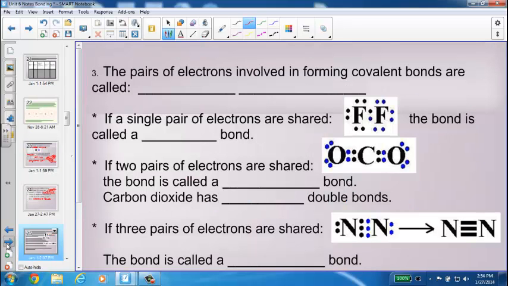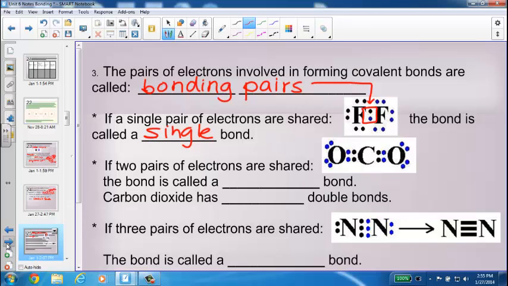There's different numbers of pairs of electrons that can be shared. Okay? If you're sharing a pair of electrons, we call those bonding pairs. And bonding pairs are always written in between the symbols. So for example, here in F2, notice that there is one pair of electrons being shared. And if one pair of electrons are being shared, we call the bond a single bond.